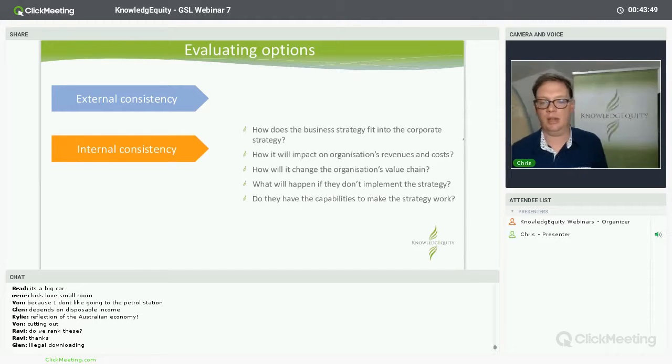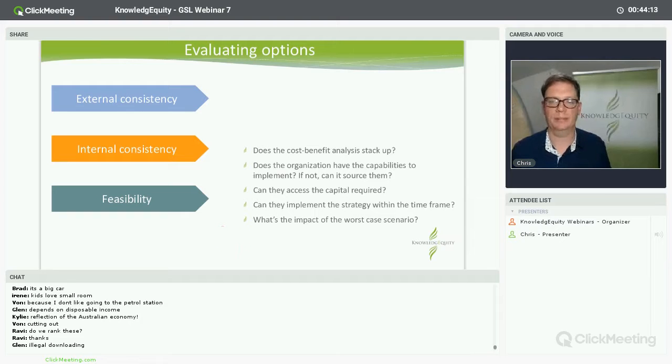All right. This one's interesting. I quite like this one. What will happen if you don't implement the strategy? How much of a threat could you be under if you were looking at your SWOT or gap analysis or whatever it is? If you don't implement it, what's it going to mean for you? Do you have the capabilities, always very critical, to make this strategy work?